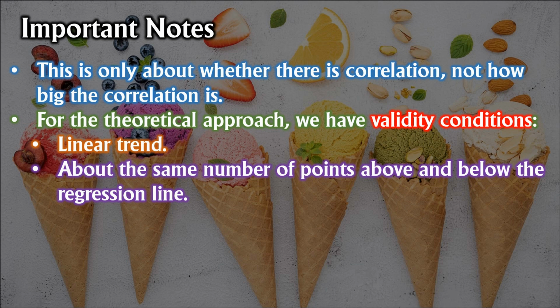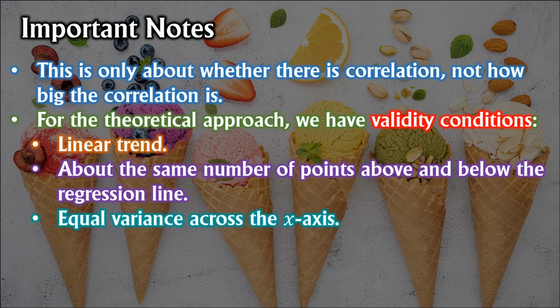If you've got just a few points that are really high or really low and they're dragging the line up, then that's an indication that you probably shouldn't be using a theoretical approach here. And then finally, equal variance across the x-axis. In other words, you don't want all of your data clumped in one area when it comes to your explanatory variable. If you look at my graphs there, all of the data is equally spread horizontally. I don't have any outliers when it comes to my explanatory variable. Things should be equally spread out along the x-axis, and that's our last validity condition.